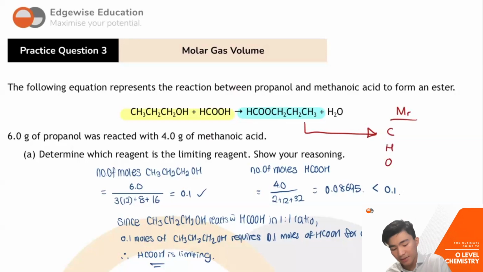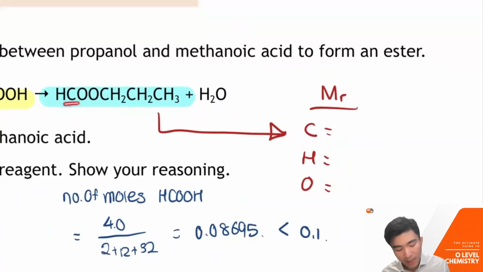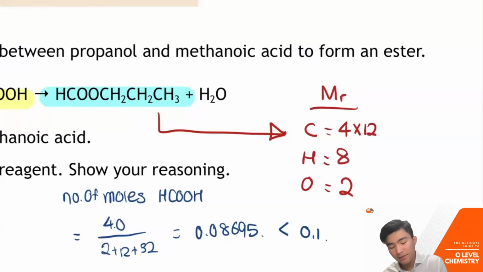Now, whenever you are calculating MR of an organic substance, it is good to classify in terms of carbon, hydrogen, oxygen. How many carbon, how many hydrogen, how many oxygen? In this case, how many carbon atoms do we have? 1, 2, 3, and 4. I have 4 carbon atoms. Hydrogen, how many do we have? 1, 2, 3, 4, 5, 6, 7, 8. I have 8 hydrogen atoms. Oxygen, how many do I have? I have 2 oxygen atoms. So carbon multiplied by 12, hydrogen multiplied by 1, oxygen multiplied by 16. You add everything up. The MR should be 88.